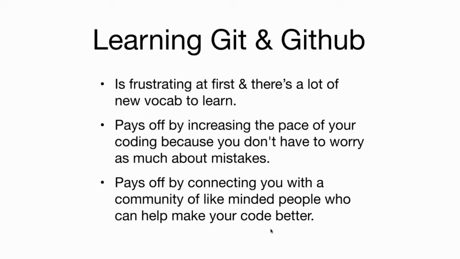So overall, I hope I've shown you that Git and GitHub is really, really valuable. I think it really does give you data science superpowers, but it absolutely is going to be frustrating at first. There's a lot of new vocab to learn. You're going to get yourself into a place that you can't easily undo, although it's always possible. But that frustration is worth it because it pays off by increasing the pace of your development, because you don't have to worry about mistakes. And it also helps you to connect to an existing community of like-minded individuals who will help you make your code better. Thank you.